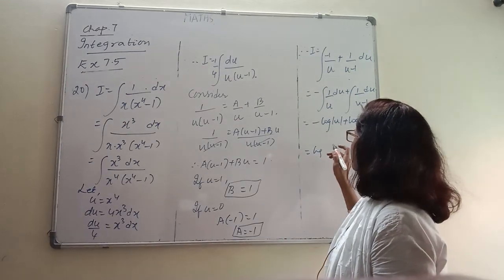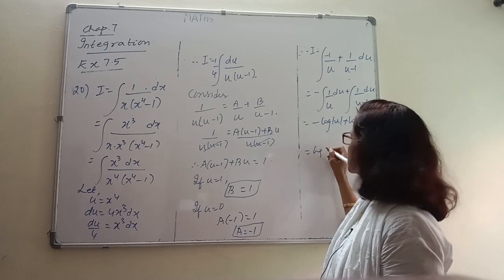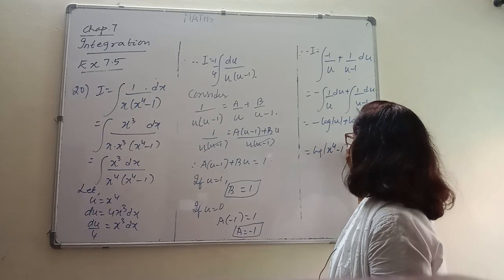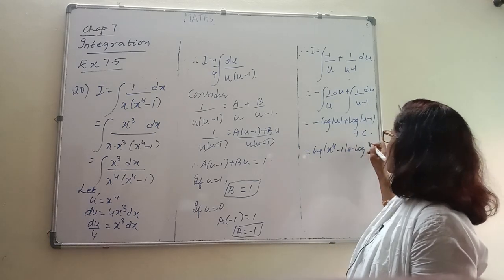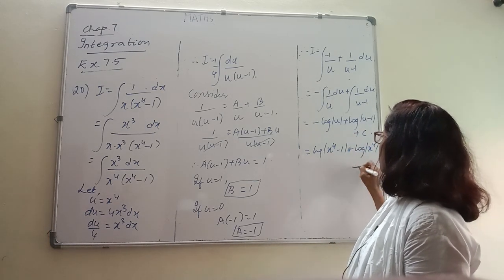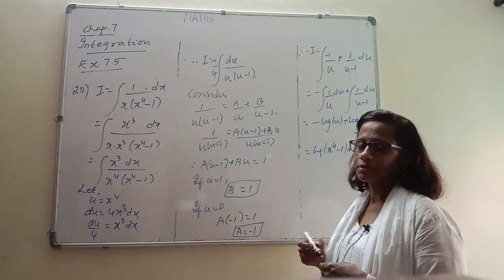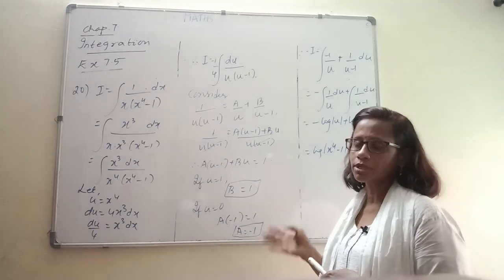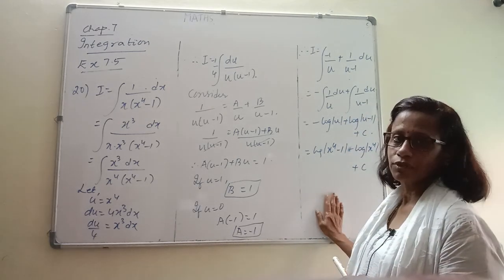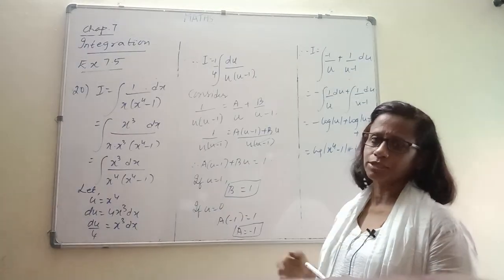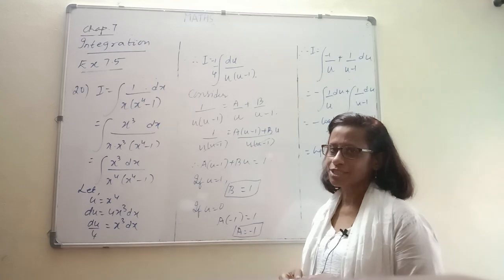So when we substitute it back, log modulus u minus 1 means log modulus x raised to 4 minus 1, minus log modulus x raised to 4, plus c. Because log has immense properties, you can use any of these properties and get an equivalent form. So that's all for this particular problem. Quite simple actually, and the next problem is also simple. So let's come to the next problem in the next video.